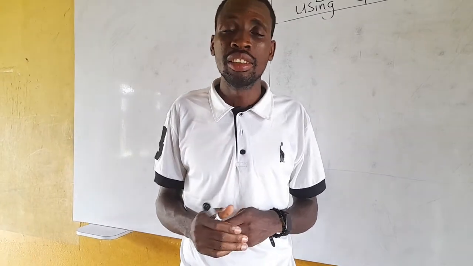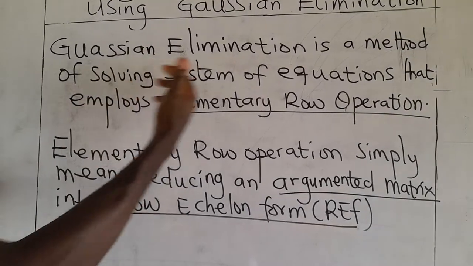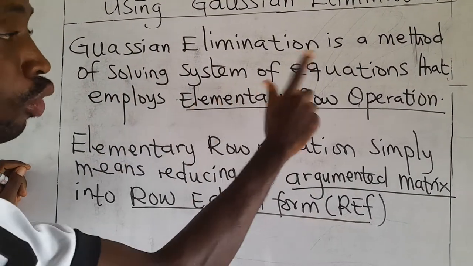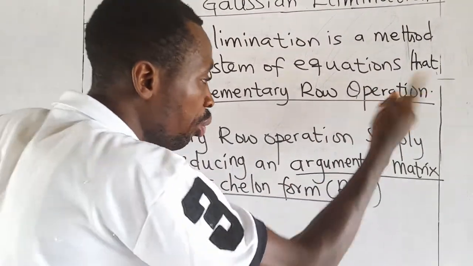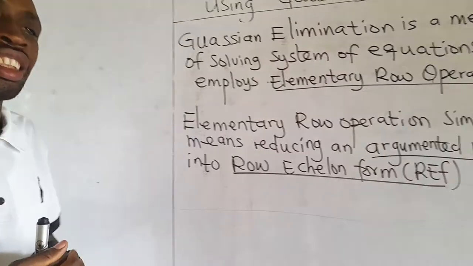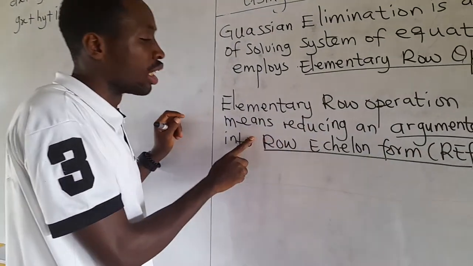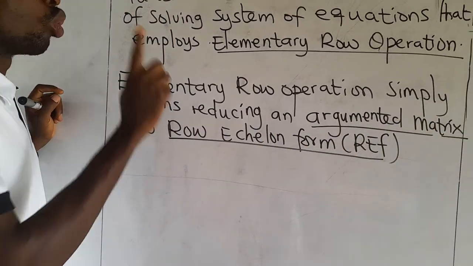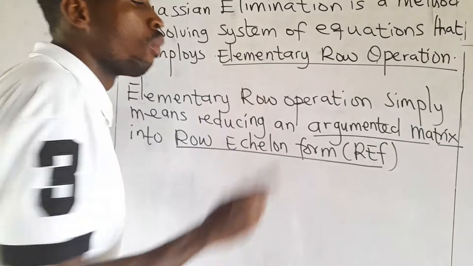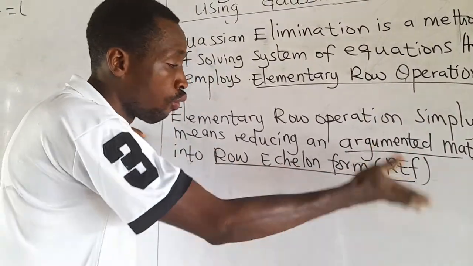Please take a seat. So when we talk of Gaussian elimination, it is a method of solving system of equations that employs elementary row operations. What is that? Elementary row operations simply mean reducing an augmented matrix into row echelon form. What is an augmented matrix and what is row echelon form?